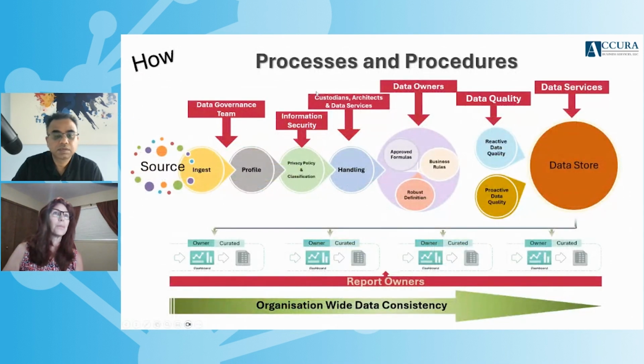I want to get to the process and procedures, and that is the how. So this is basically about how we are going to govern the data. How we are governing the data.